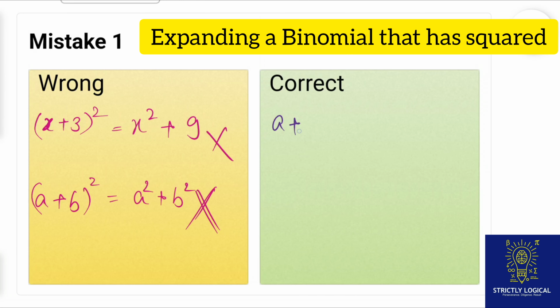Actually, there's an identity for a plus b whole square. Anything to the square, what does that mean? The same number is multiplied by itself 2 times. A plus b whole square equals a plus b into a plus b.